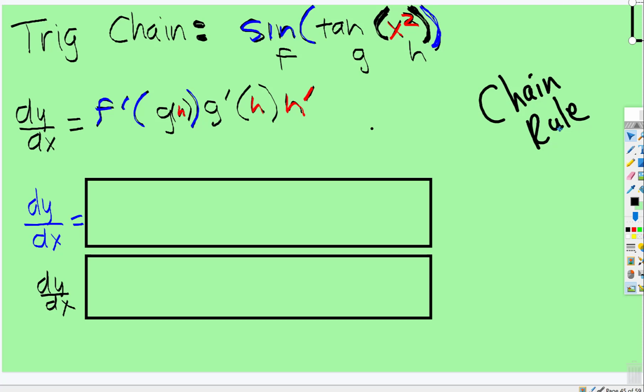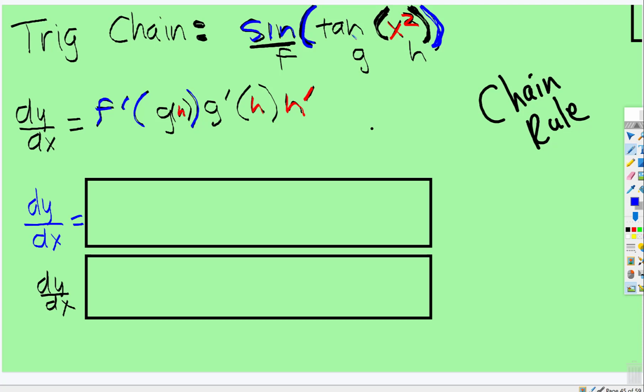Okay, now we're going to find the derivative of a function using the chain rule, but the function now is a trig function. So notice what we have. We have sine, and this entire thing right there is the theta. The theta of that sine is tangent of x squared. So notice there's three different functions going on. There's the sine function, then part of its theta is the tangent function, and tangent's theta is x squared.